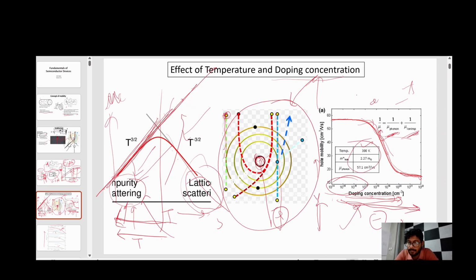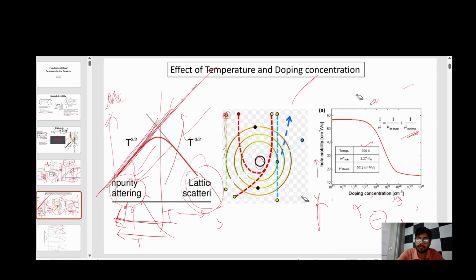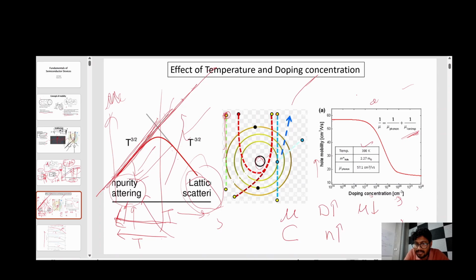If you see, there are two things: one is the mobility and one is the conductance. Let us say D is the doping. If you are increasing the doping, your mobility will decrease after a certain doping. If D is increasing, you are ultimately increasing N, the number of charge carriers, and you are increasing the conductivity.